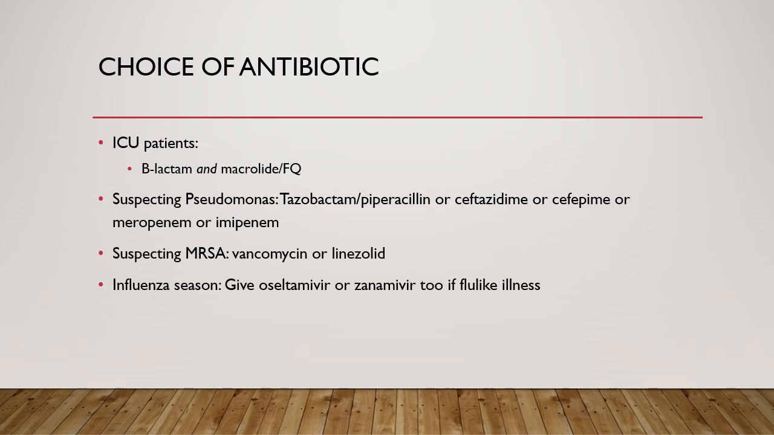These agents cover Pseudomonas. If you're suspecting MRSA, that is methicillin-resistant Staph aureus, for instance if there have been previous culture reports with Staph aureus growth, with MRSA growth, or if the patient is not responding to conventional antibiotics, then you can give vancomycin or linezolid for MRSA. And if it's the influenza season, then it's advisable to give oral oseltamivir or zanamivir if the patient has initially presented with a flu-like illness. So it may be an influenza pneumonia.